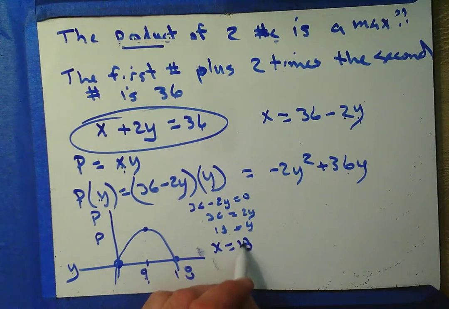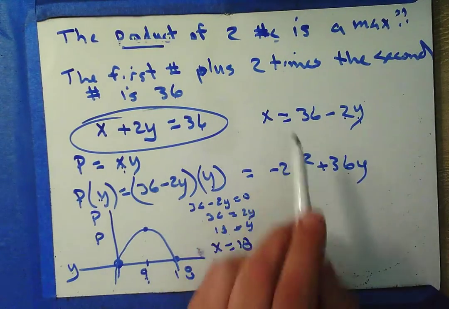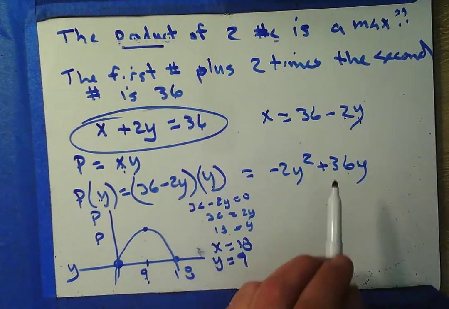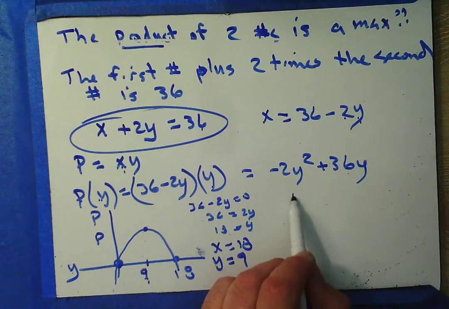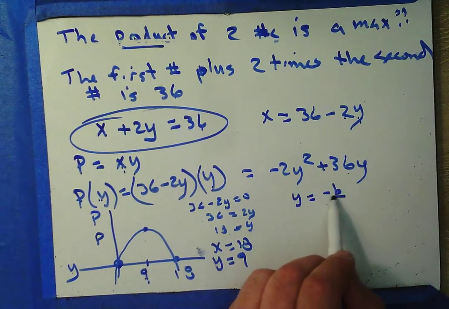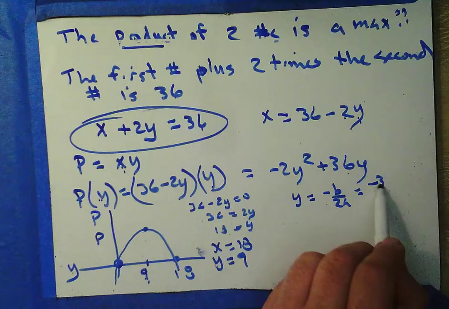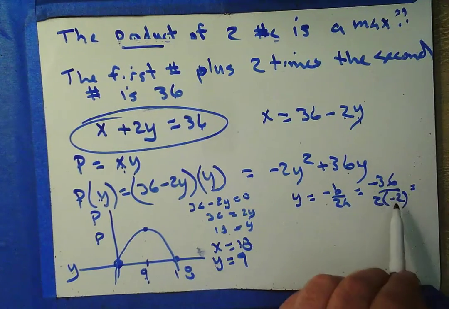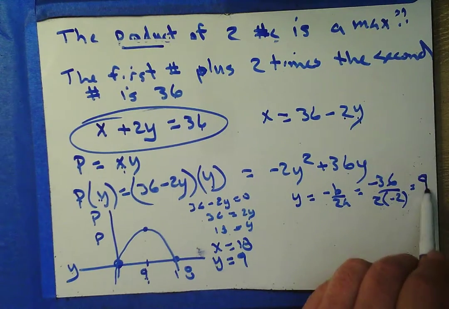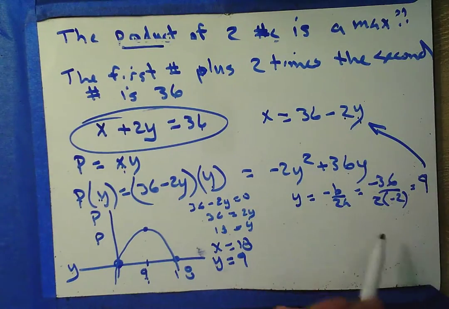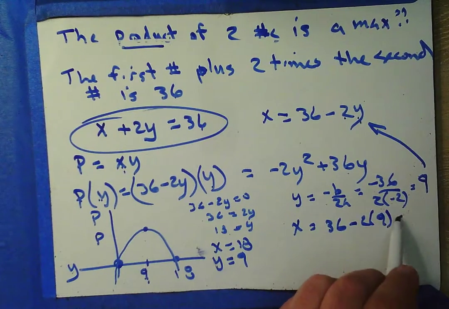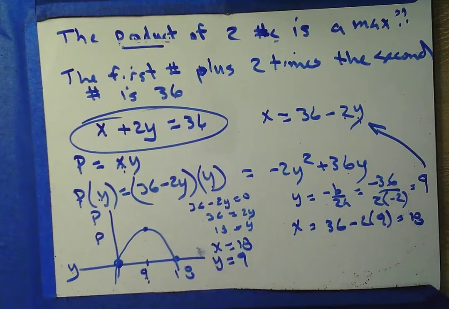X equals 18 when we plugged 9 back in here, and y equals 9. But remember, we could also do this using minus b over 2a. Y equals negative b over 2a, and so we're going to have negative 36 over 2 times negative 2, and I'm going to have 36 divided by 4, which is 9. I'll plug that 9 back in and get x equals 36 minus 2 times 9, or 18. Okie doke. So use that helping equation.